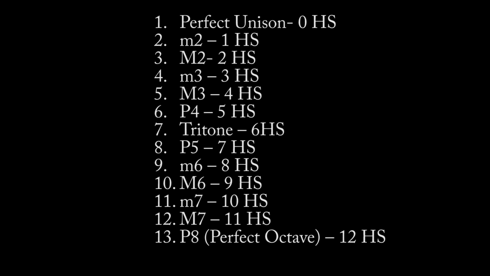Perfect unison, which is 0 half steps, aka the same note. The minor second, which is 1 half step. The major second, 2 half steps. Minor third, 3 half steps. Major third, 4 half steps. Perfect fourth, 5 half steps. Tritone, 6 half steps. Perfect fifth, 7 half steps. Minor sixth, 8 half steps. Major sixth, 9 half steps. Minor seventh, 10 half steps, major seventh, 11 half steps, and the perfect octave, which is 12 half steps.